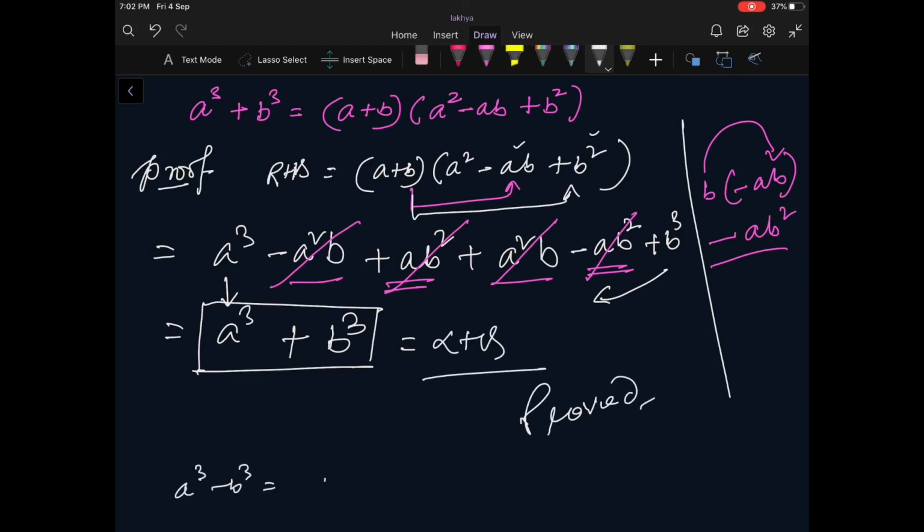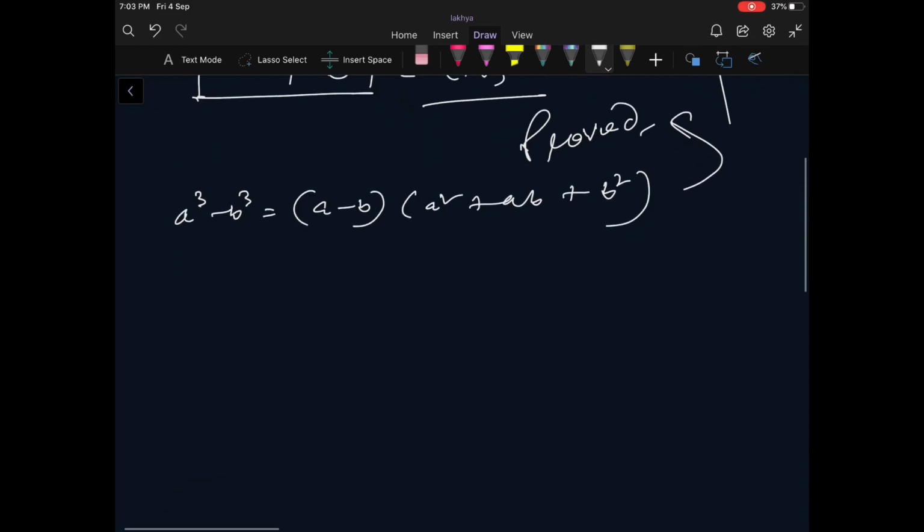Similarly we can prove a cube minus b cube is equal to a minus b into a square plus ab plus b square. The proof is the same as this one, so that's why I'm not going to show this.